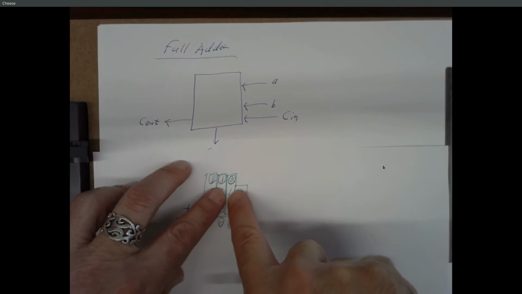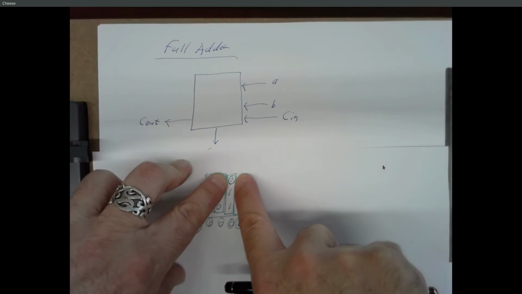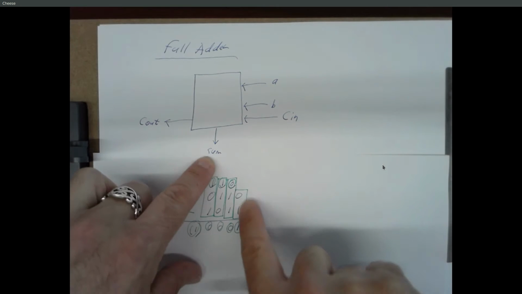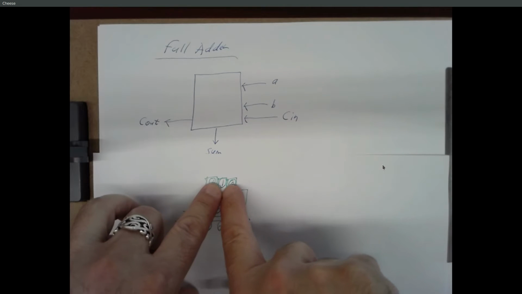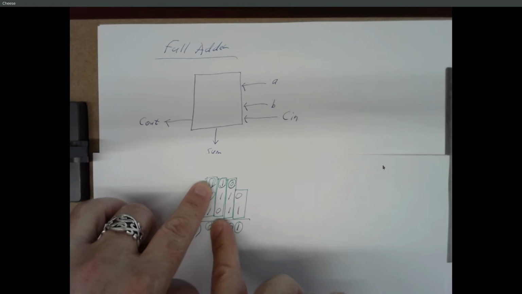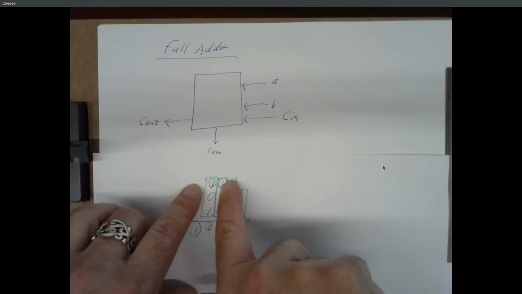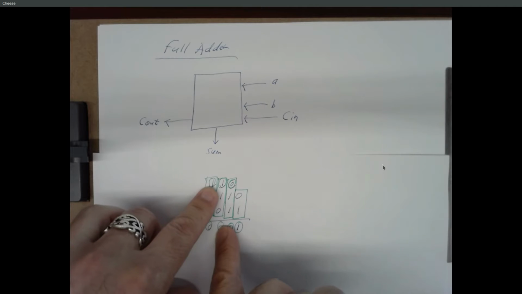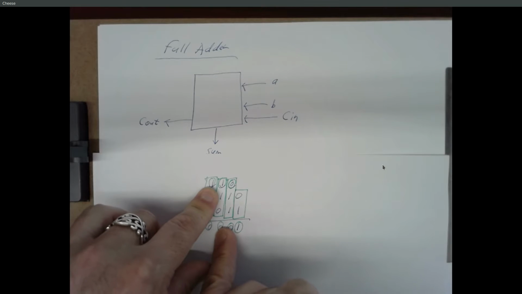And so if A is 1 and B is 1 and my incoming carry is 0, my sum should be 0 and my outgoing carry should be 1. It's just doing what we do when we have 3 numbers that we want to add up, A, B, and carry in, produce this sum, produce that outgoing carry. Everybody clear on that?